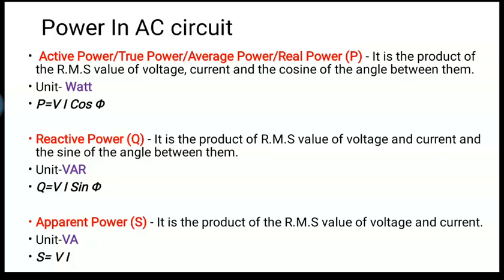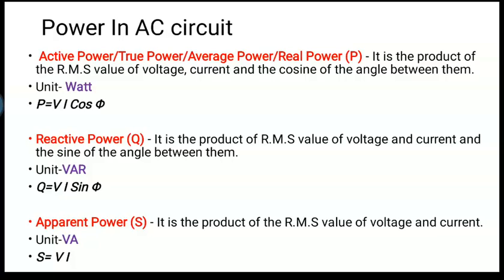Right? I hope you understand what do you mean by phi? Phase difference between voltage and current. So if you know the formula, you can write the definition also. Okay, so I am repeating once again. It is a product of RMS value, right? If V and I is not mentioned by anything, not RMS, not average or not maximum, then understand it is a RMS value only. The product of the RMS value of voltage, current and the cosine of the angle between them is known as active power. Okay, the unit is watt. So this is the most common and it is very important definition.